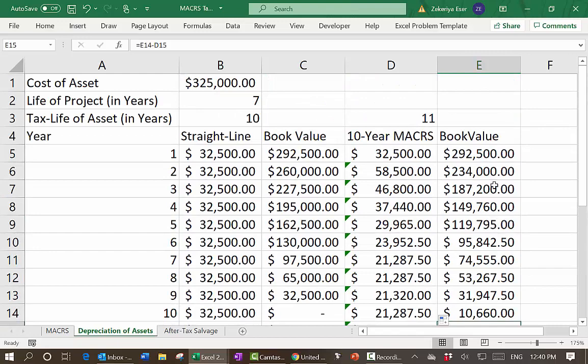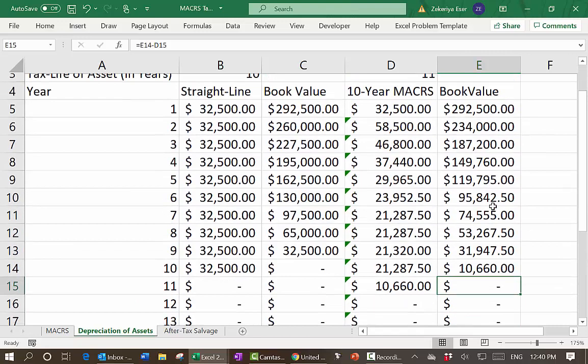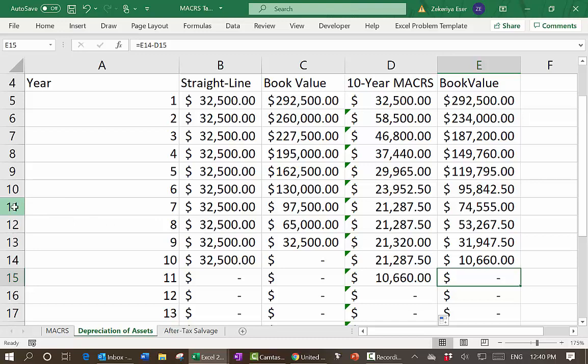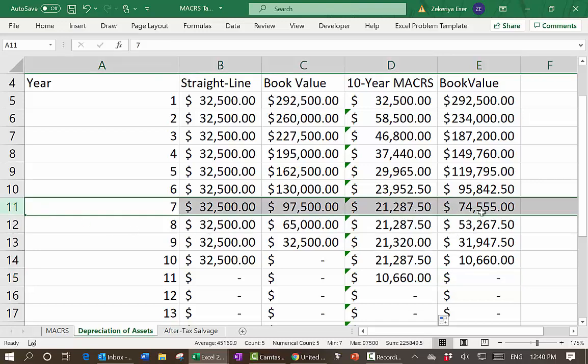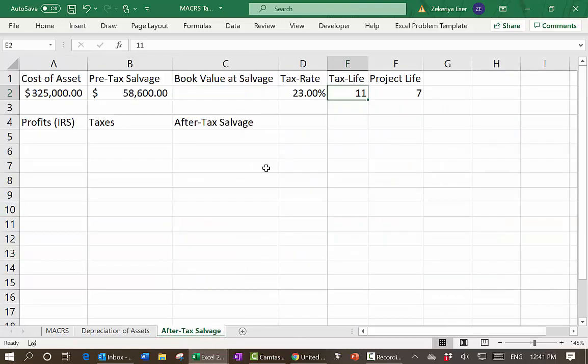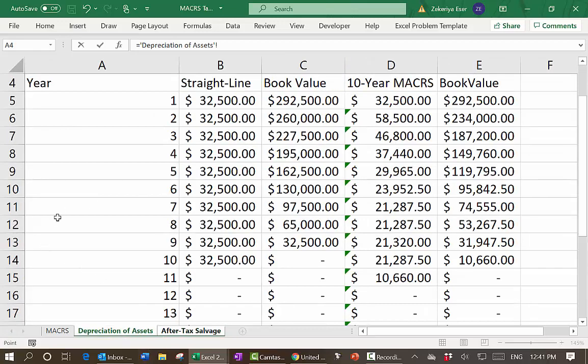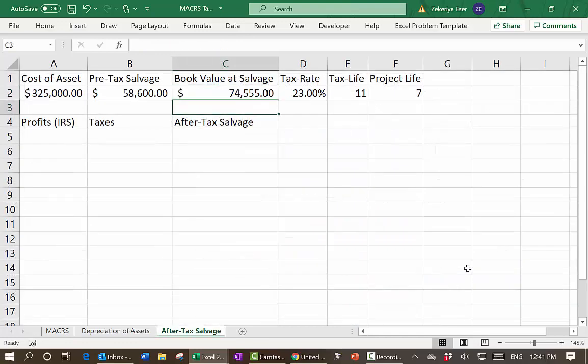But that's not where we made our sale, the salvage sale. We did it at the end of year 7. So at the end of year 7, this asset, as far as IRS is concerned, is still worth $74,555. So book value at the time of salvage, I'm going to take that 7, find the 7 here, and on that row, as you can see, I'm going to pick the book value.